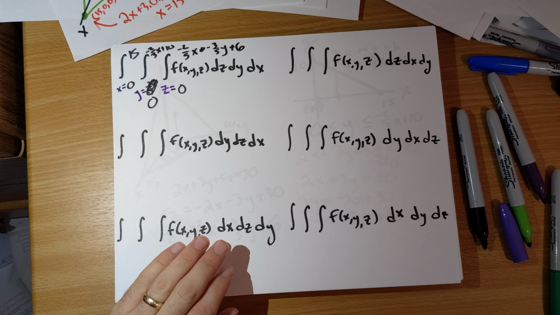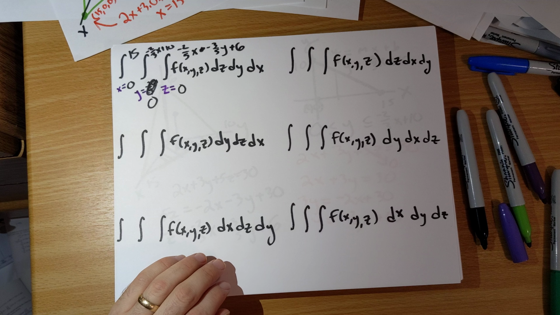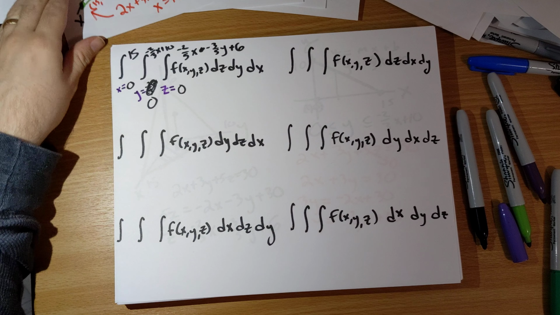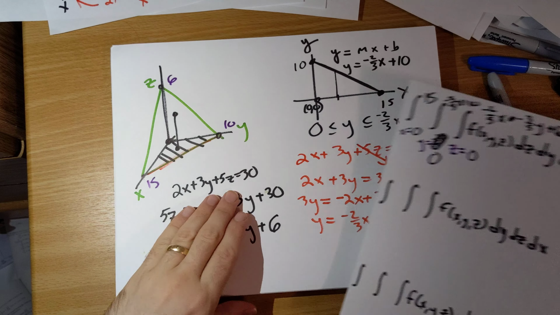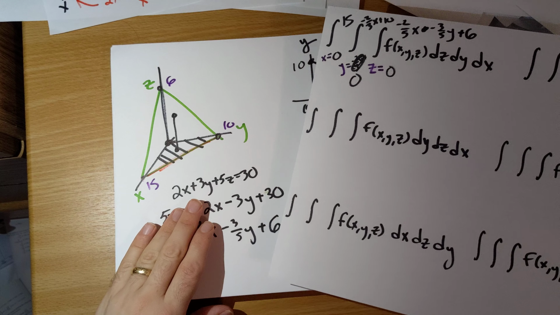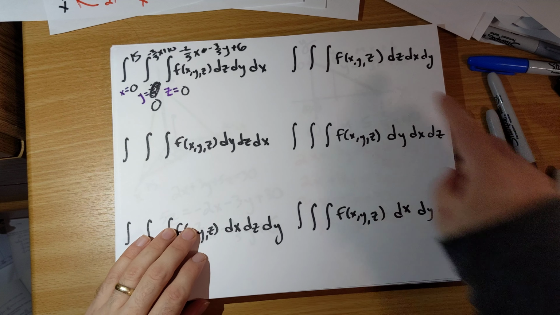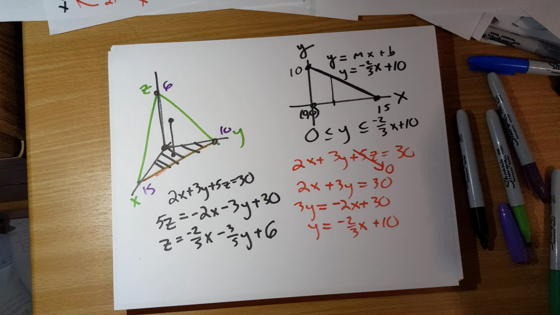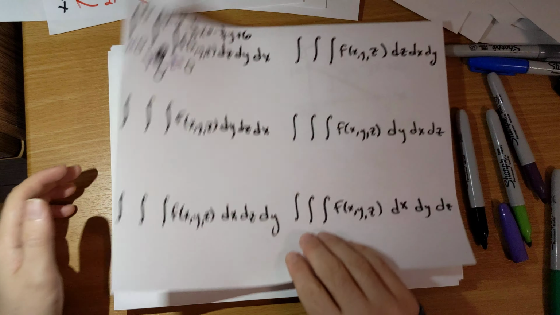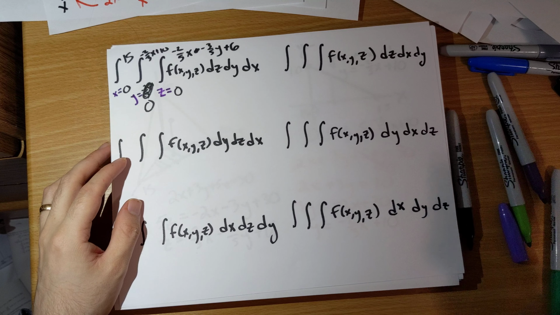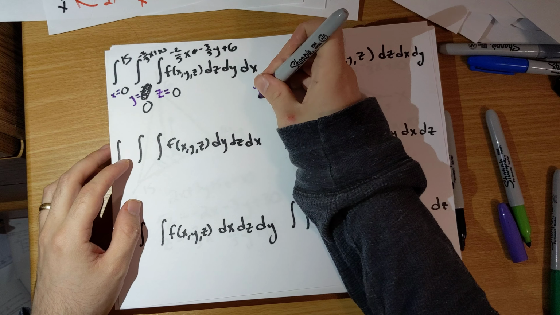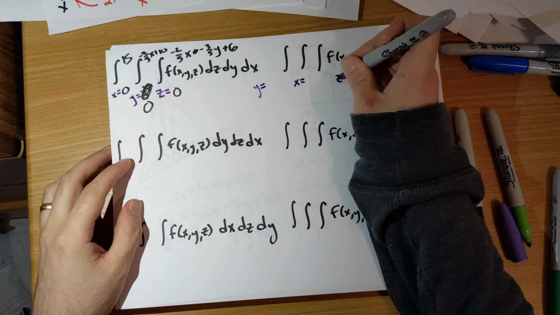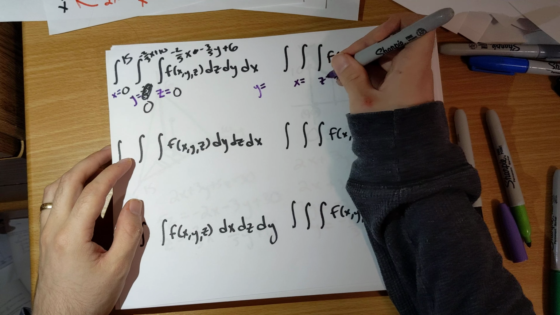Okay, so that was one order here. There's 5 more possible orders. Let me do 1 or 2 more here. Let's go ahead and do dzdxdy. So for the dzdxdy, the change here is that we integrate with respect to y first, and then with respect to x, and then with respect to z.